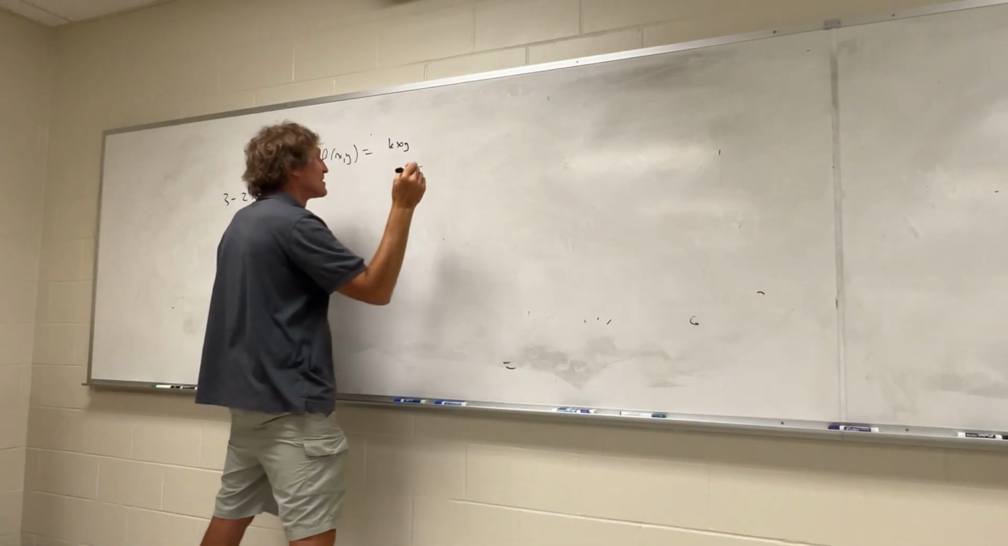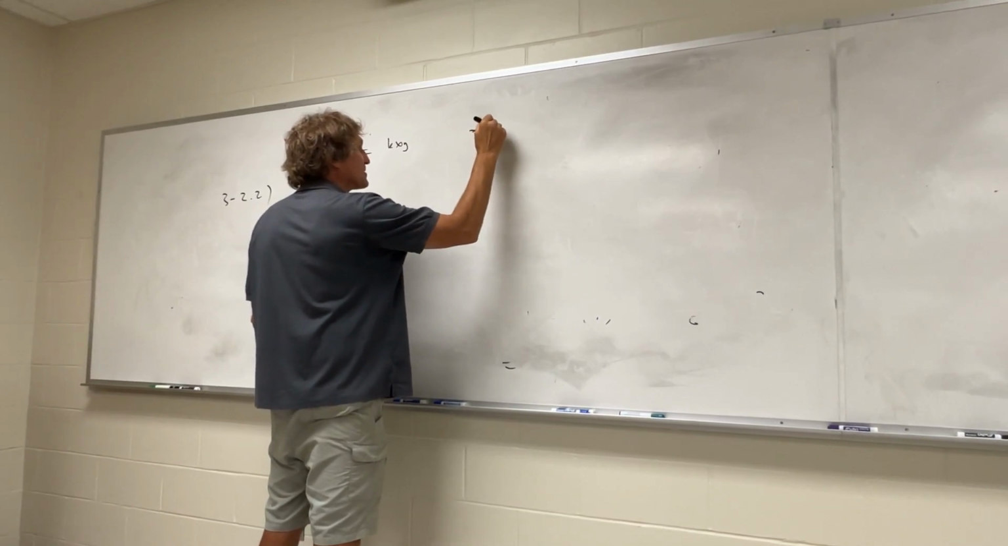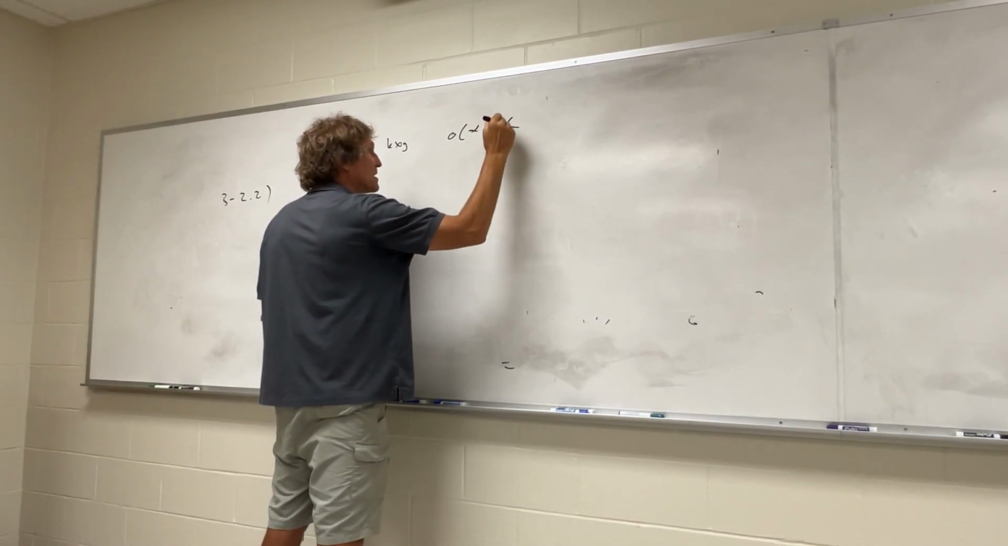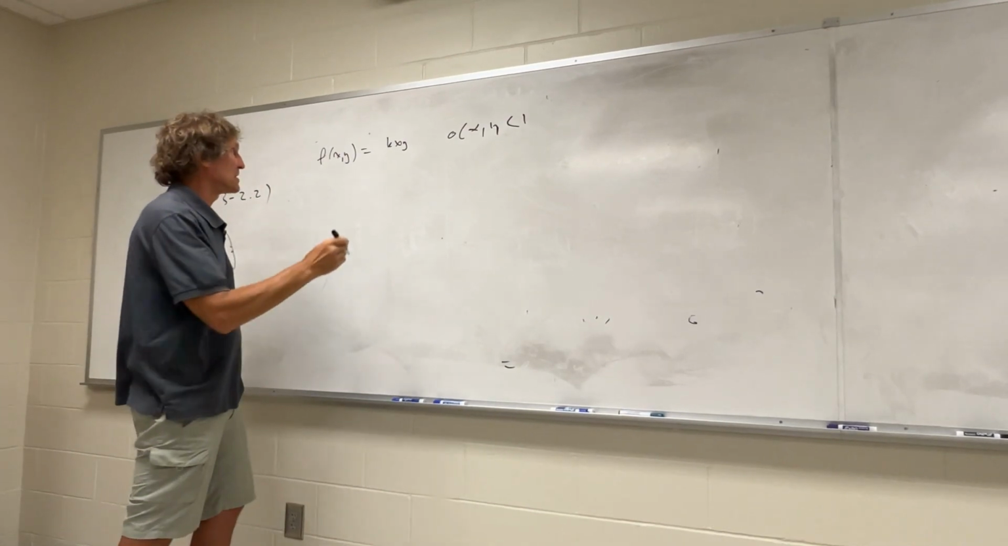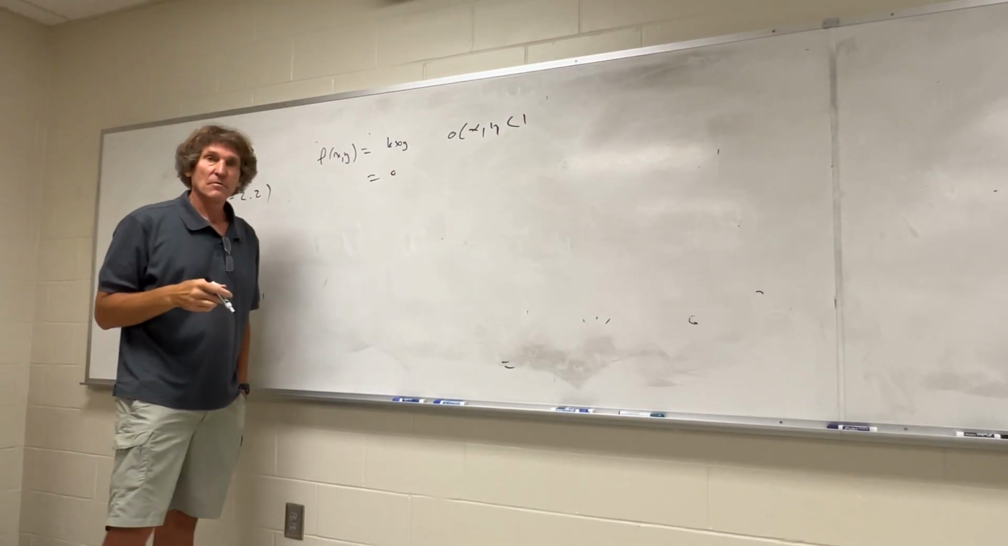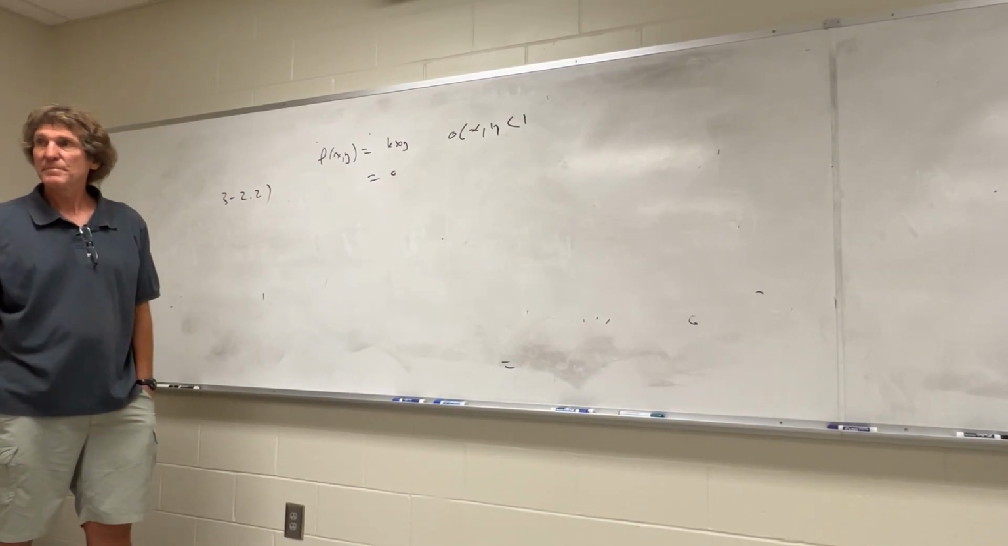f(x,y) = kxy for x, y greater than 0 and less than 1, and 0 else, right? Yes. Okay, real quick before he goes on, how do you get k, people?